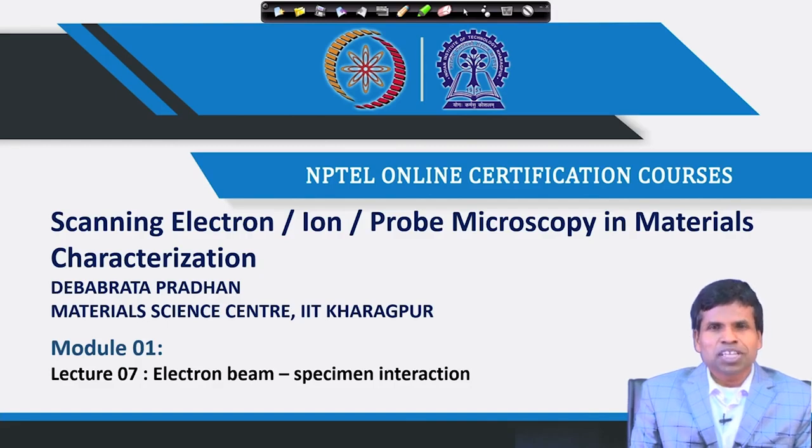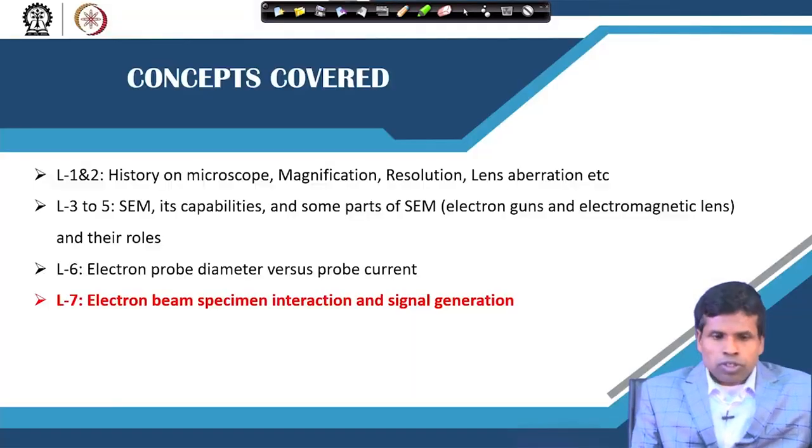Welcome back. So far, we have seen how electrons are generated at the gun and they come via the condenser lens, deflector coils, and objective lens and strike the specimen. Once they strike the specimen, there will be interaction between the electron beam and the specimen. In the last class, we just began to discuss the interaction between the electron beam and the specimen. So, today we will go into more detail on how the electron beam interacts, what happens when the electron beam strikes the specimen, and what type of signals are generated.